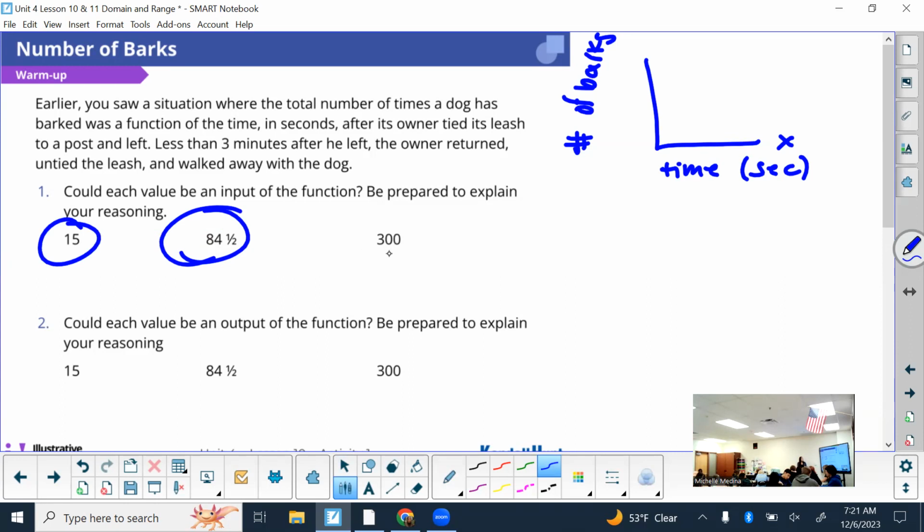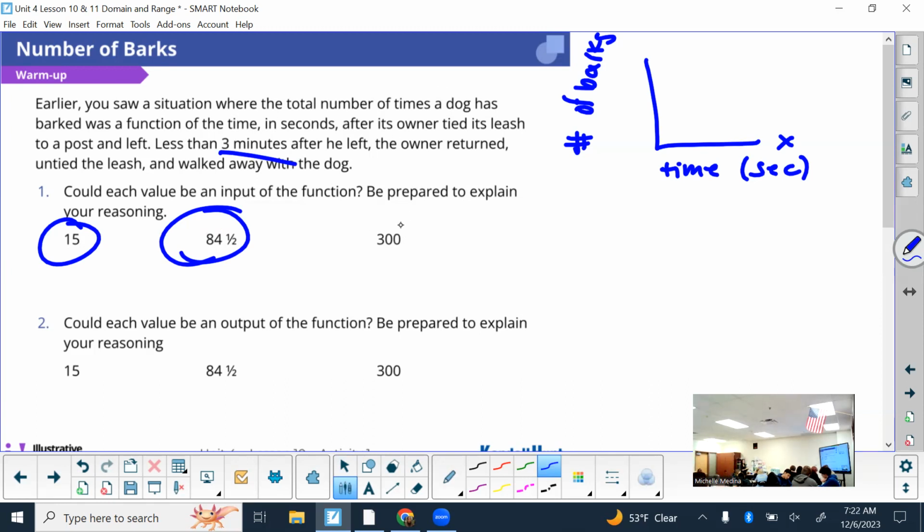Okay, the only reason I need to check that one is because it did say 3 minutes after the owner left, the owner returned. So they must have stopped at 3 minutes. All right, but our time is in seconds. How many seconds are in 3 minutes? 180, good, because 60 seconds each minute, right? 60 times 3 is 180.